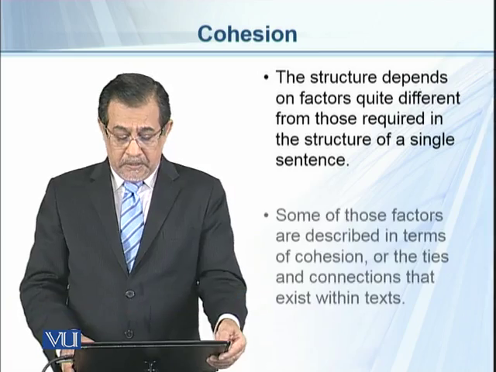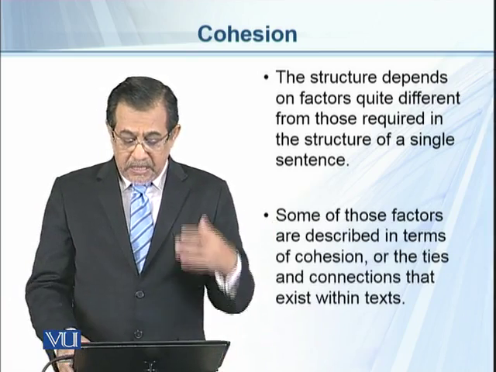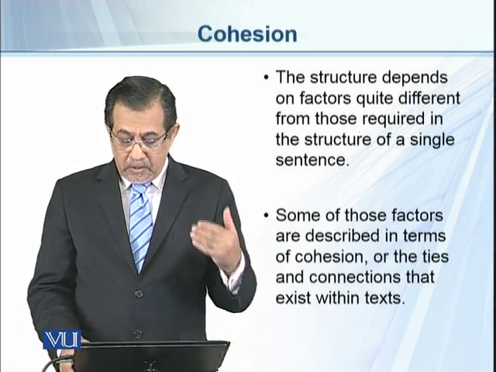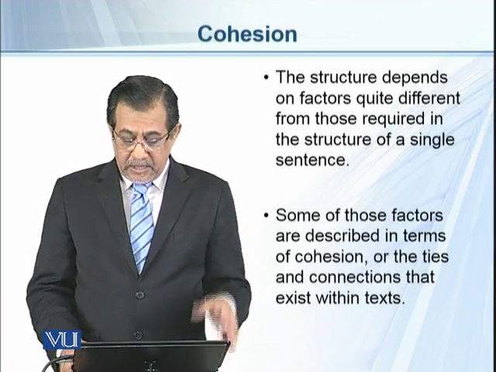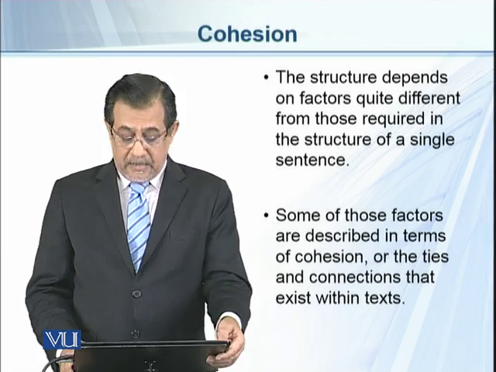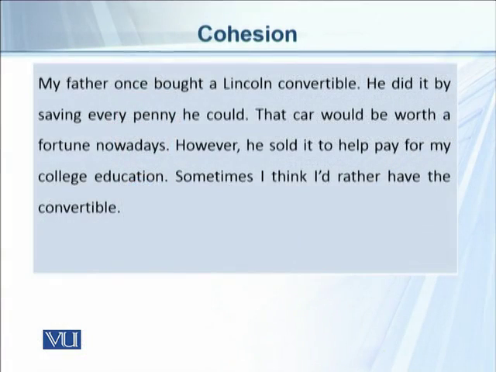For example, some of those factors are described in terms of cohesion, or the ties or connectedness that exist within a text. Take this text: My father once bought a Lincoln convertible. He did it by saving every penny he could. That car would be worth a fortune nowadays. However, he sold it to help pay for my college education. Sometimes I think I'd rather have the convertible. So this is a text.